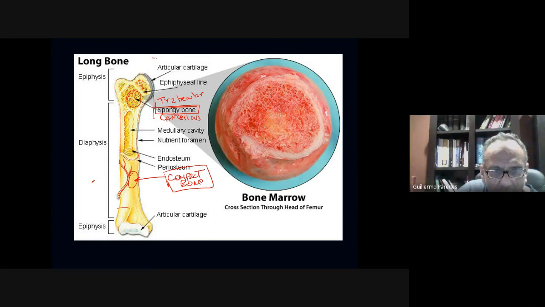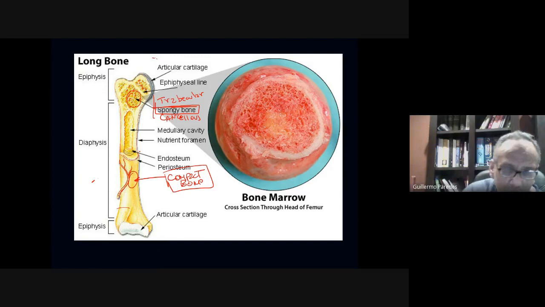So this is the type of bone that we have in the epiphysis, and this is the type of bone that we have in the diaphysis. Compact bone is more dense and more solid. It's actually made in order to resist tension. We are going to see that in a few moments.